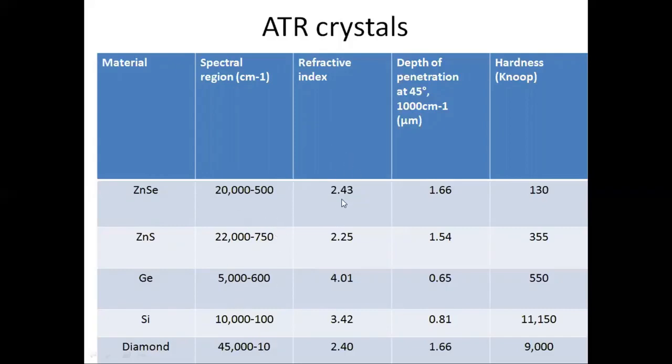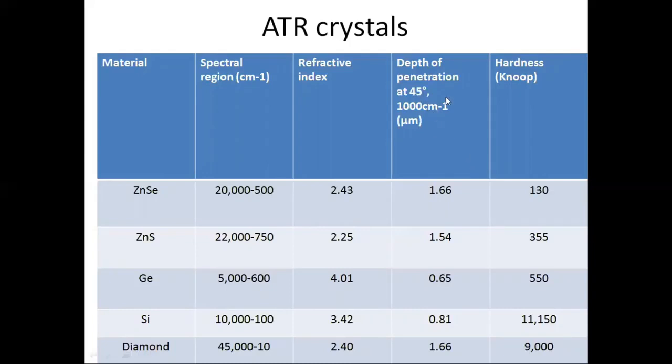Refractive indices play a major role in the working of ATR. So you can see that zinc selenide has refractive index 2.43, zinc sulfide is 2.25, germanium has the maximum refractive index, that is 4, silicon has 3.42, near about 4 only, but 3.42 is also a high refractive index. Diamond has 2.40.